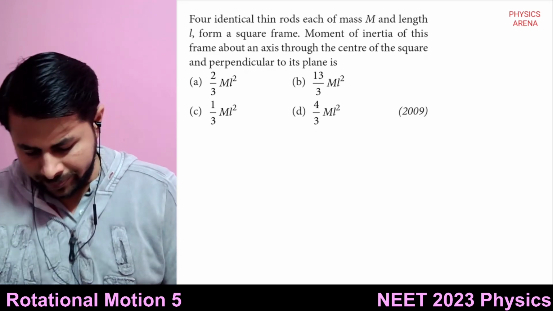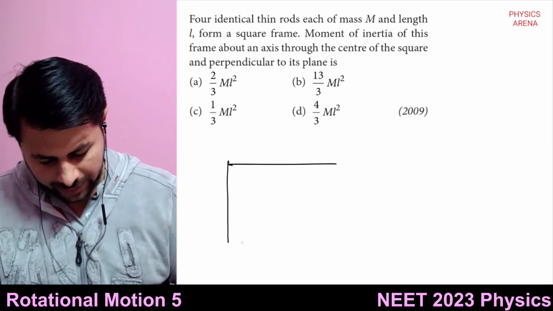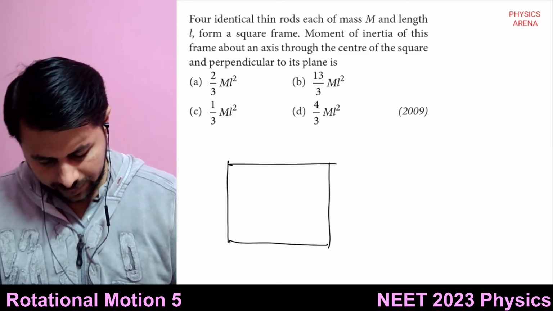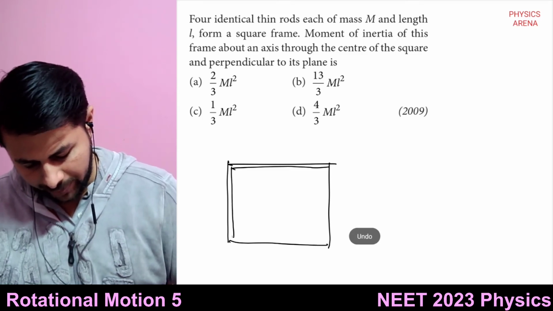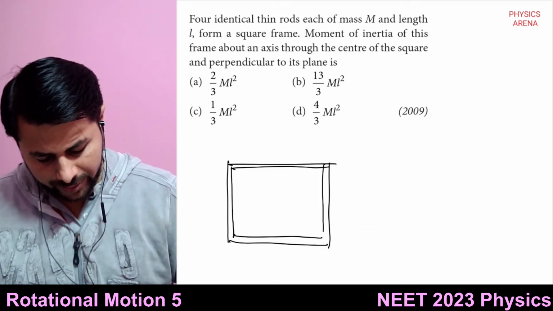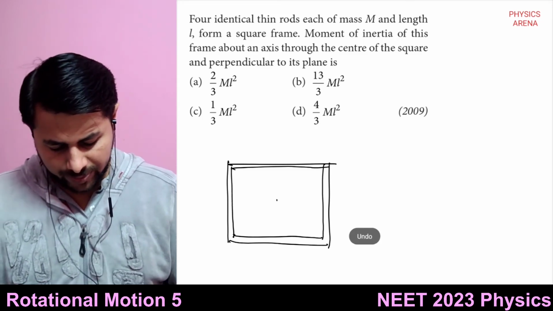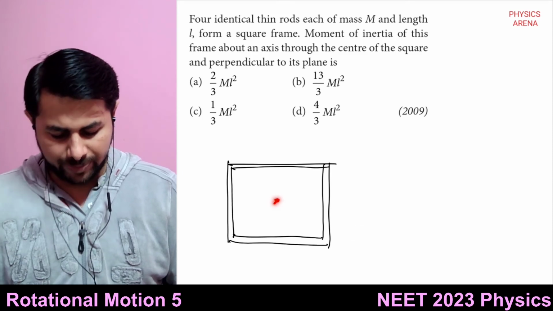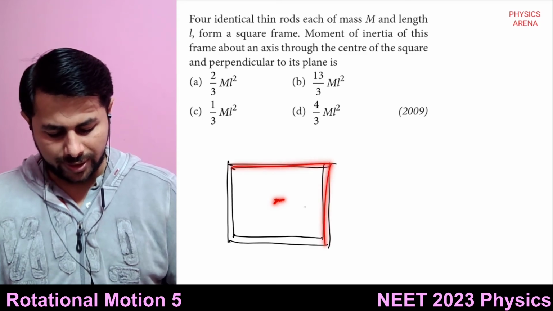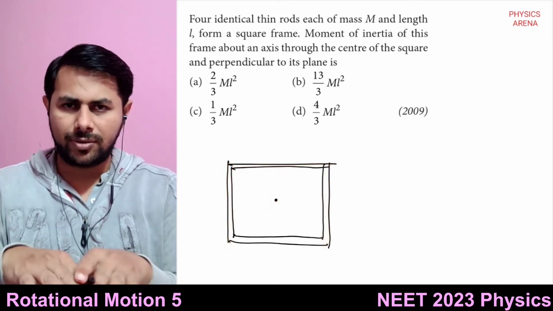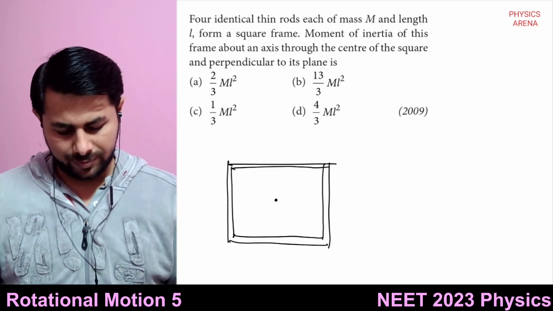Okay, so you have four rods like this. So you have a frame like this. You want the moment of inertia of this about an axis which passes through this central point, and it is perpendicular to all of them. I mean, it's perpendicular to the plane of the frame. How much would be the moment of inertia?